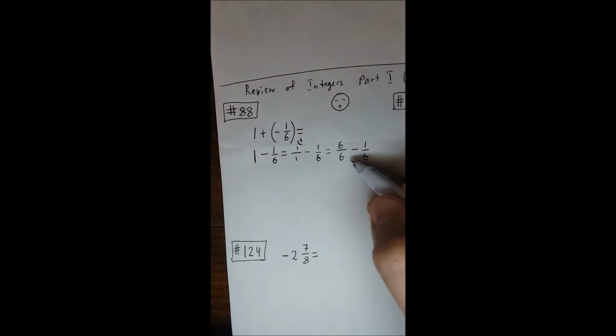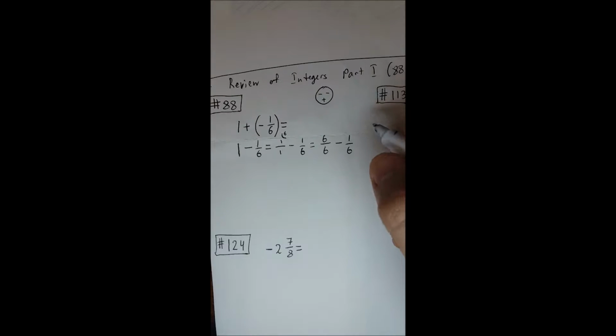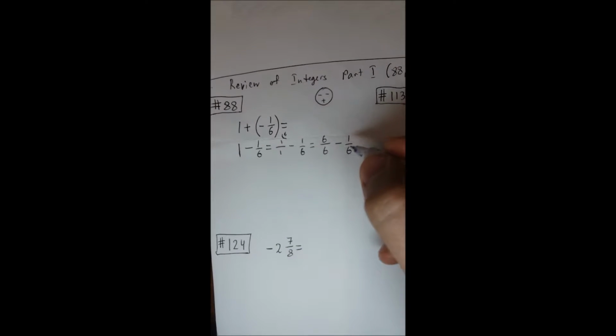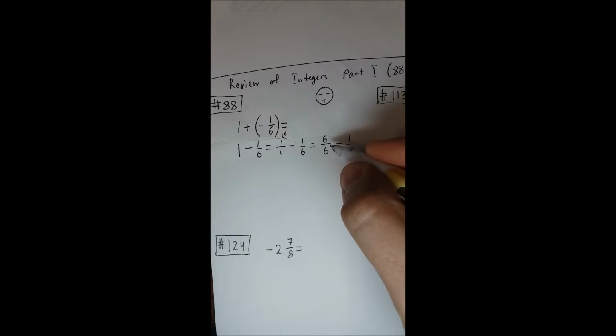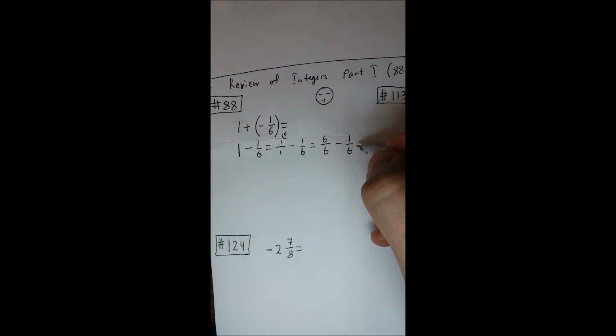We needed to have a 6 in the denominator, so now we can go ahead and perform the subtraction. So 6 minus 1 is 5, and the denominator stays, 5 over 6. That's how you do this problem. Answer is 5 over 6.